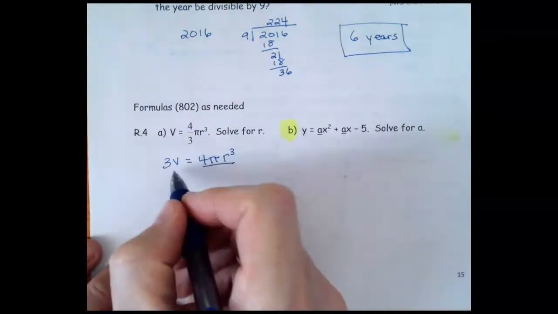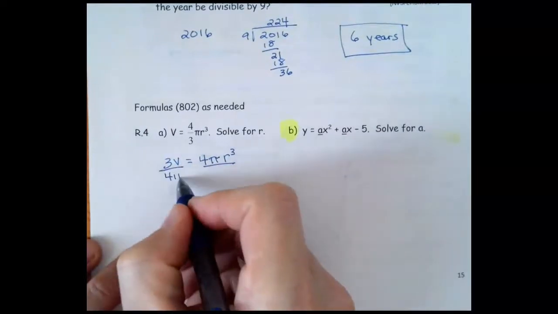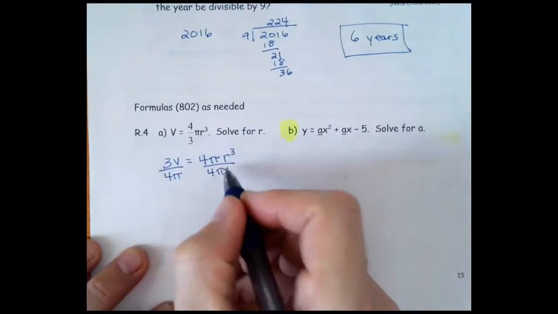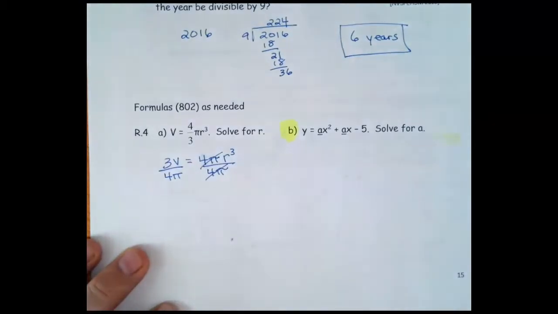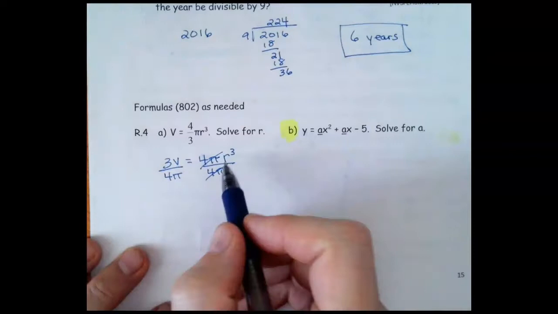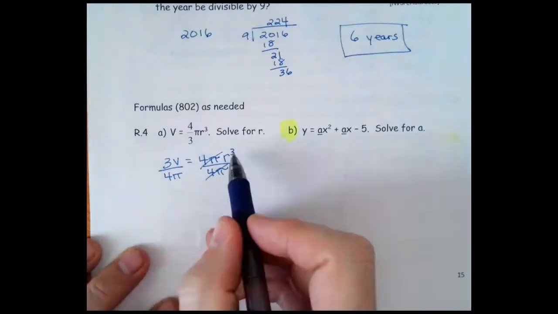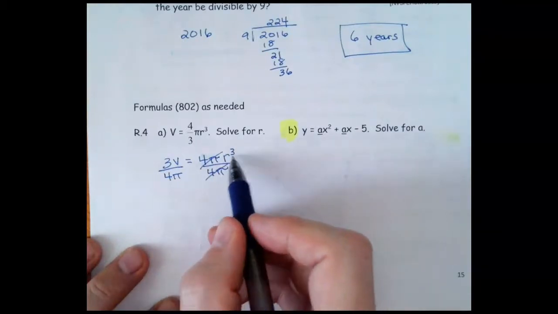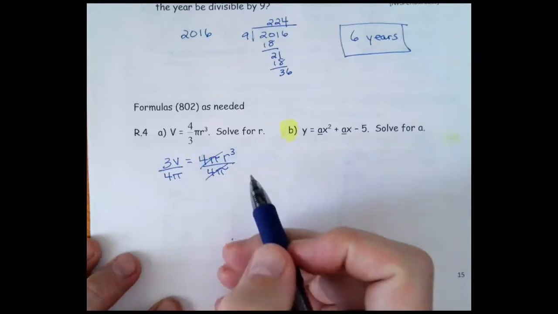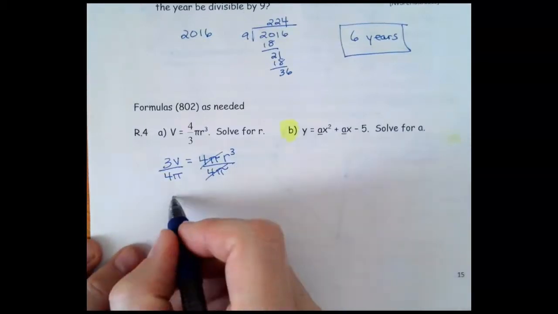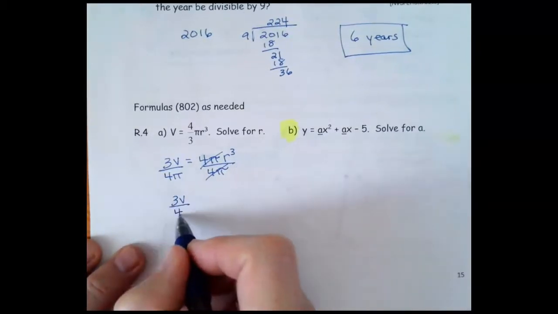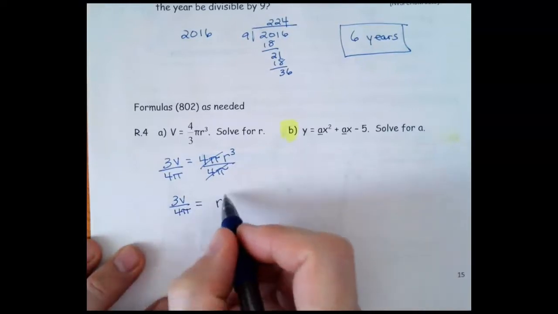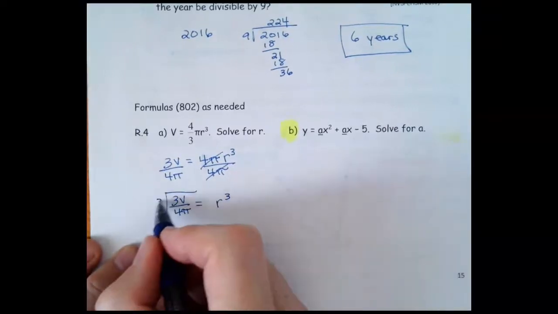So I'm going to divide both sides by 4 pi. Okay, so those are going to cancel. And now you can see there's a 3/4 that I was talking about before. And then the final step would be to take, this is r cubed. So if it was r squared, we would take the square root. Since it's cubed, we're going to take the cube root. So we're going to take the cube root of both sides. So that is going to look like this.